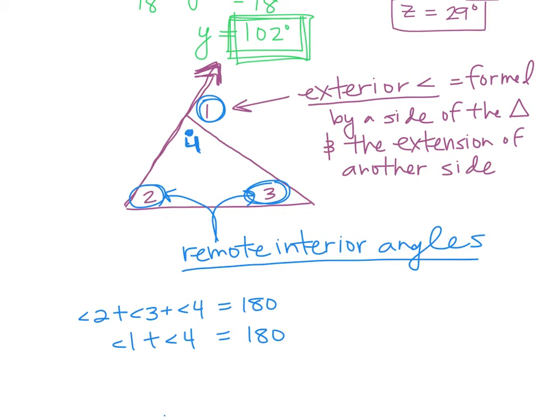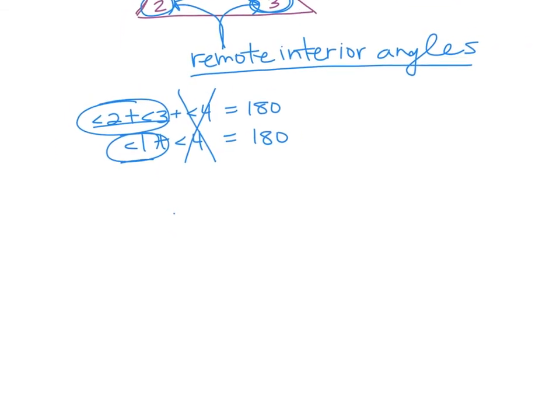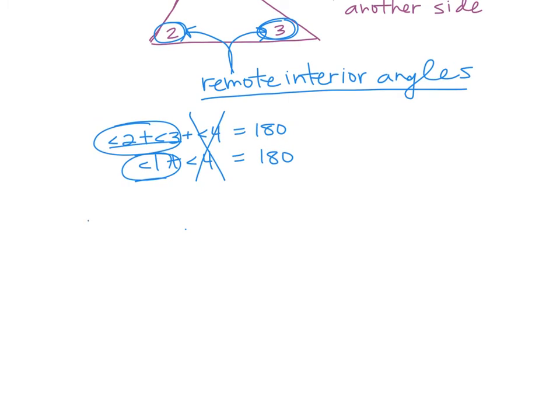So if you look at this, if we take the 4s away, 2 plus 3 and 1 have to have the same value, right? It's like the congruent supplements theorem. If they are supplementary to the same thing, then they are congruent to each other. These two things, 2 plus 3 and 1, have to be equal to each other because they add up to 180 with the same angle, okay? So there's this theorem. It's called the triangle exterior angle theorem.